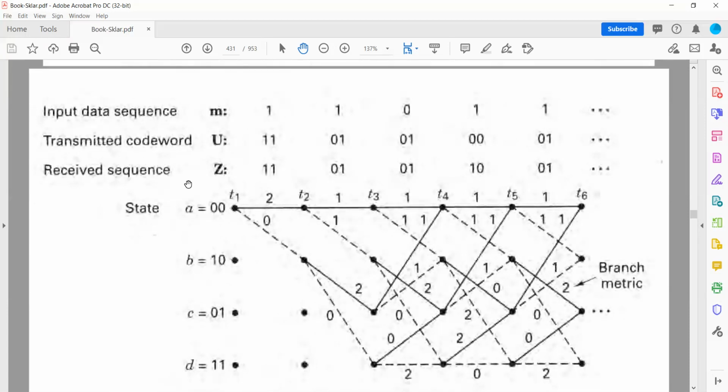So how will you decode? You will first draw the transmitter trellis from the encoder structure. Then you will draw the receiver trellis based on these Hamming distances. And then apply the Viterbi algorithm, where you will reject the paths which are not surviving and ultimately reach the final stage. When you reach the final stage, you have to trace back.